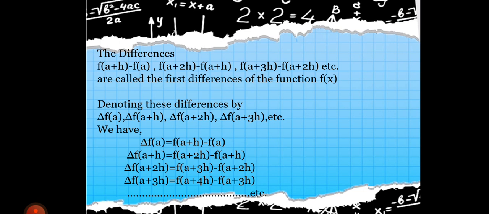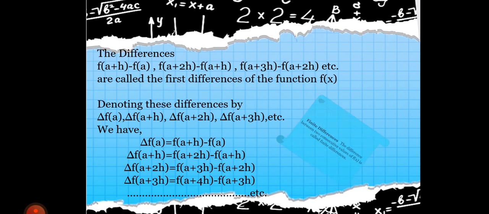The delta f of a is an operator which calculates the forward term. The forward term of f of a is f of a plus h. The forward term of f of a plus h is f of a plus 2h. The forward term of f of a plus 2h is f of a plus 3h. Now delta f of a equal to f of a plus h minus f of a. This is a first finite difference. Like this, delta f of a plus h, delta f of a plus 2h, and etc. These are the first finite differences.